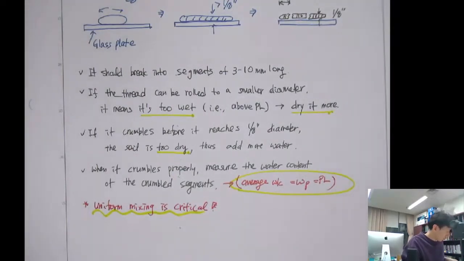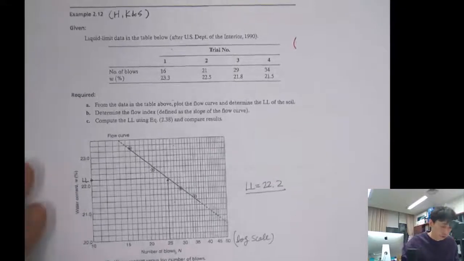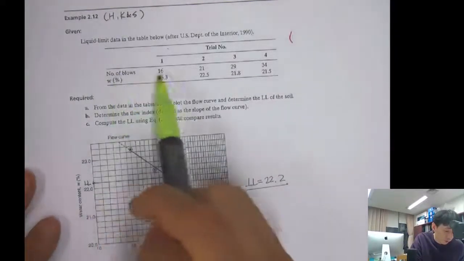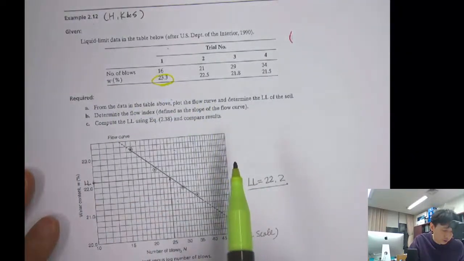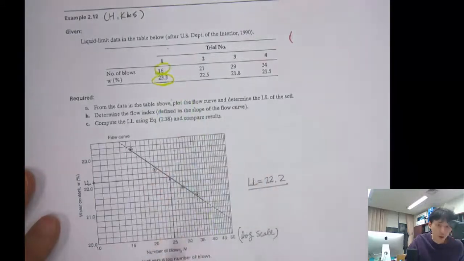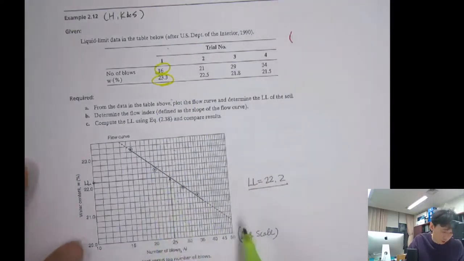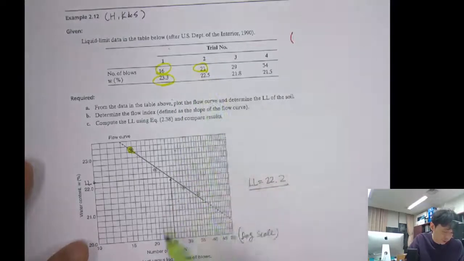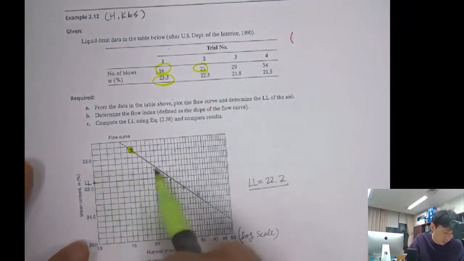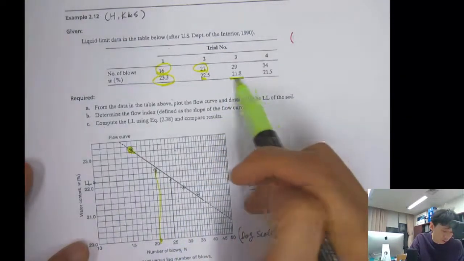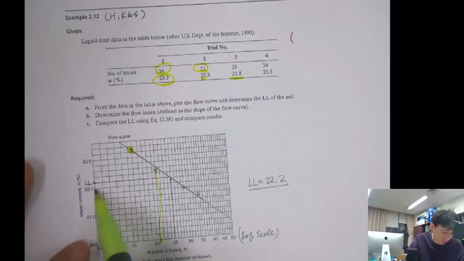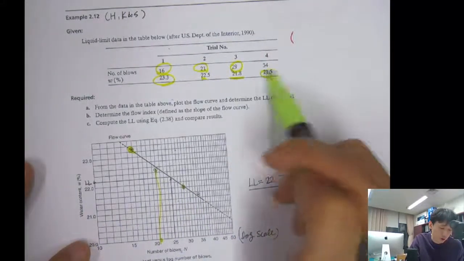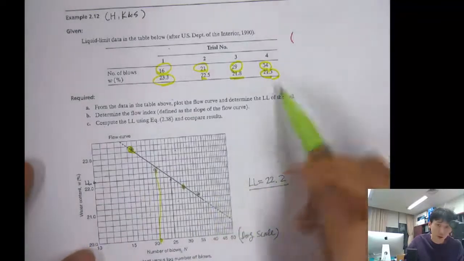Okay, how to determine the liquid limit? Just for example, this shows how to determine the liquid limit. When the water content is 23.3%, it requires 16 blows to close the gap. Then it will be here, 16, at this point. And when it's 22.5%, it required 21 blows. At 21.8%, it required 29 blows, and 34 blows when the water content is 21.5%.